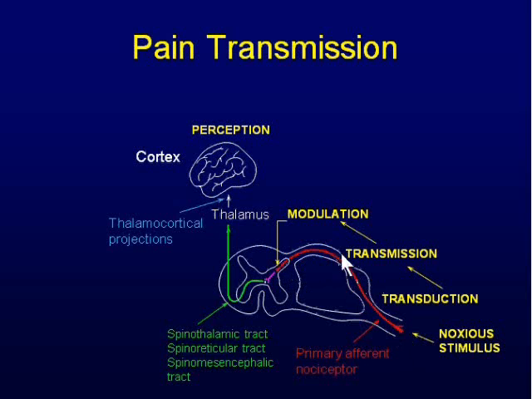dorsal horn of the spinal cord, at which point it may terminate in laminas 1, 2, or 5 through an interneuron. The point is it's modulated in the dorsal horn of the spinal cord, at which point the painful stimulus will be transmitted to a second order neuron that will decussate and then ascend rostrally through one of three main tracts: the spinothalamic tract, the spinal reticular tract, or the spinal mesencephalic tract. It will extend up to the thalamus, at which point it will synapse with a third order neuron and project to the somatosensory cortex.